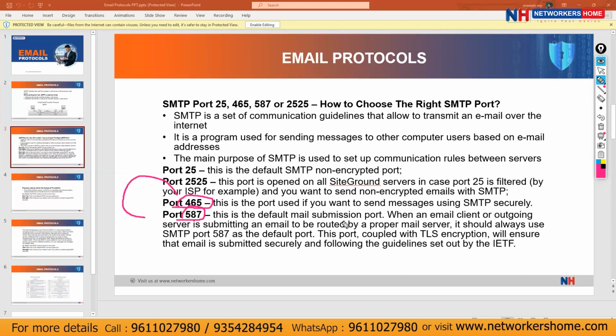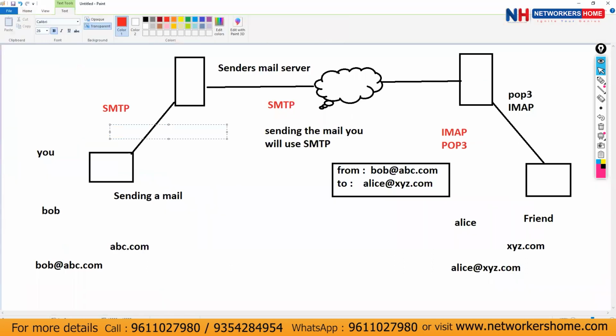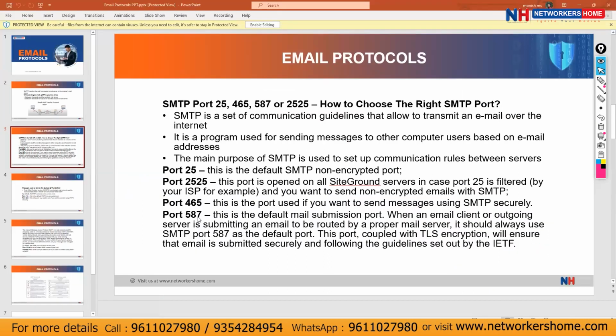This is the default mail submission port. When an email client or outgoing server is submitting an email to be routed by a proper mail server, it should always use SMTP port number 587 as the default port. No matter what, when you are sending a mail currently, even if your server is in the same subnet or not, it doesn't matter. It's going to use port number 587 by default. Okay, this is only while sending the mail, I'm not talking about receiving the mail.